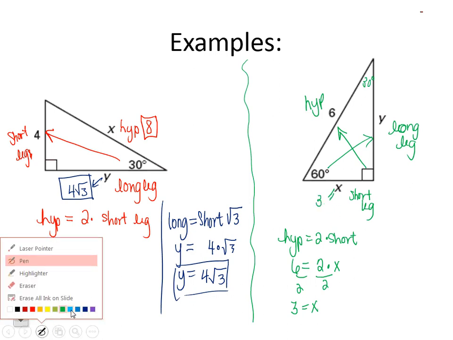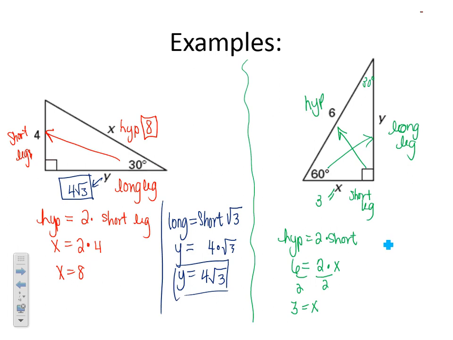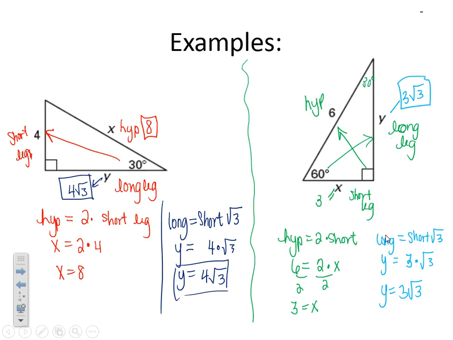Now, if we were to figure out the long leg, we would take the long leg is equal to the short times the square root of 3. Long is y. The short, now we know, is 3. Take that times the square root of 3. And we would get y equals 3 square roots of 3 for the long leg. Okay, let's do one more example.